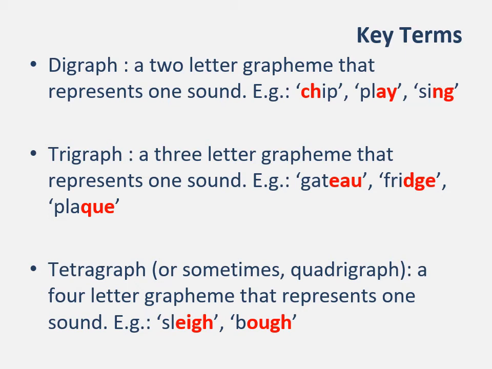A digraph is a two-letter grapheme. A trigraph is a three-letter grapheme. So we have got patch, fridge, and plaque. So those three letters making a single sound. And we have a tetragraph or a quadrigraph, but you're not often going to hear these words used. These are four-letter graphemes that represent one sound, as in the example before, sleigh, or bough.